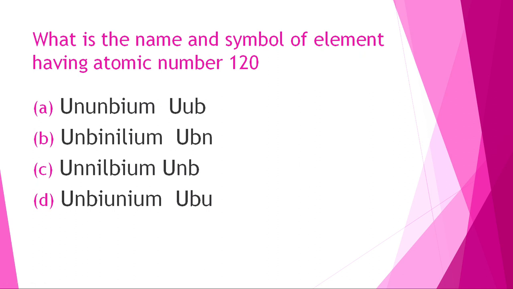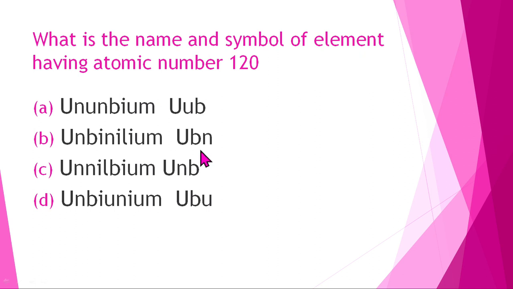So now one question. What is the name and symbol of the element having atomic number 120? The first option is ununbium, UUB. Second is unbinilium, UBN. Third is unnilbium, UNB. And fourth is unbibiunium, UBU. So what will be the answer? Can you guess? Ma'am, is it D? No, it is not D. Zero is what? Nil. So un-bi-nilium, U, B, N. So B is the correct answer.